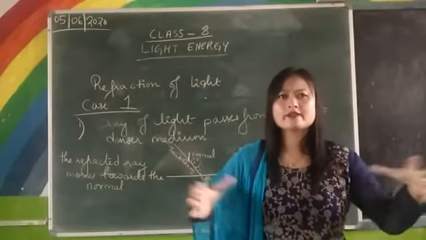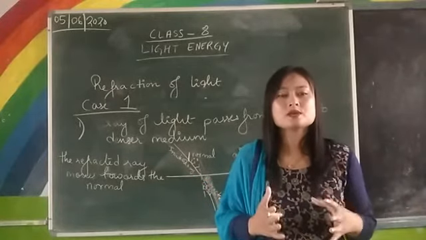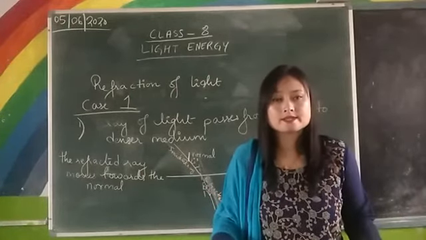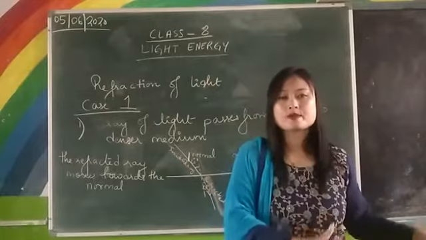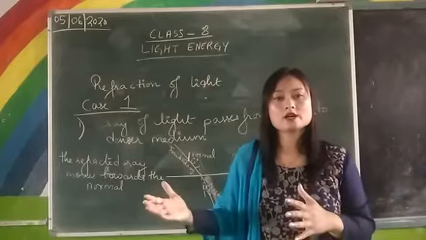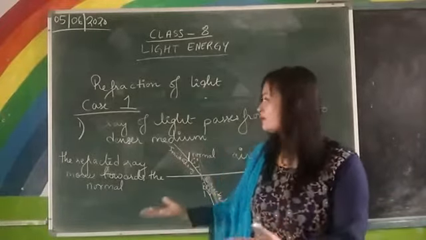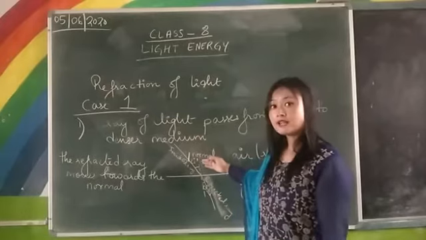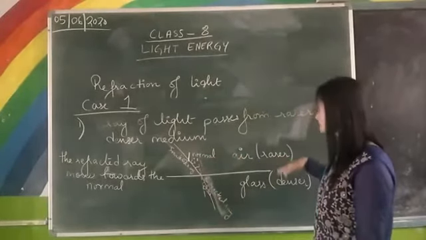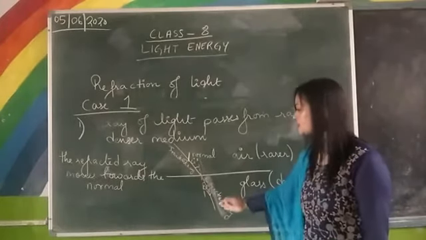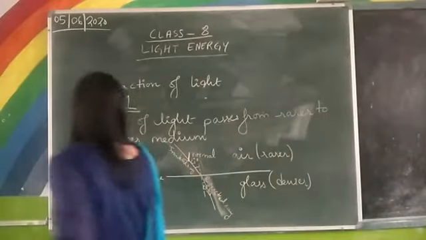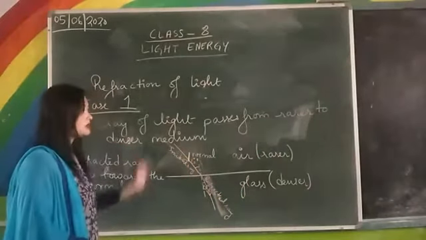But as you enter a very crowded place, naturally your speed decreases because there aren't spaces around for you to walk properly, isn't it? So when you walk from an open space to a crowded place, the speed of a person decreases. The same way, when a ray of light falls from a rarer medium to a denser medium, the speed of the light decreases and it moves closer towards the normal. Okay, it moves closer towards the normal.